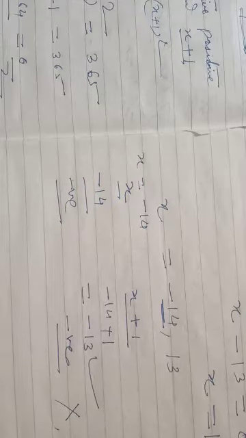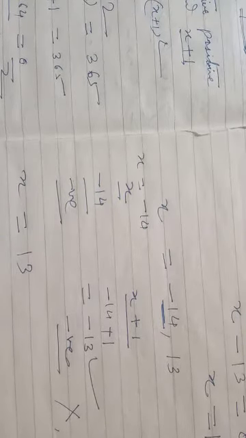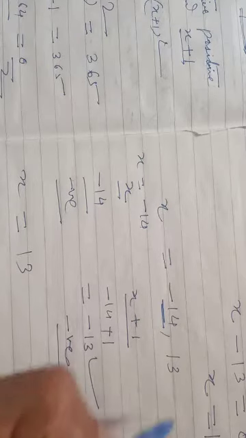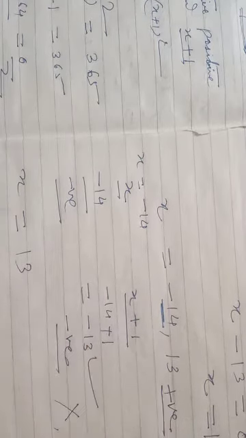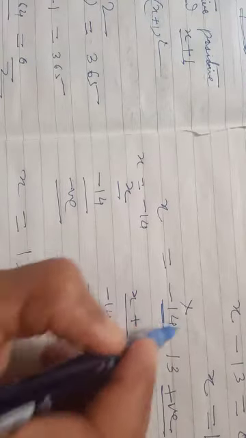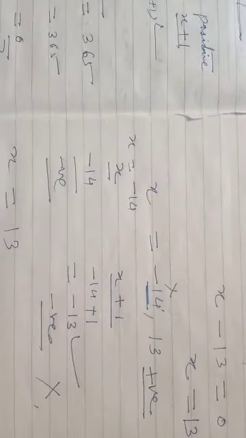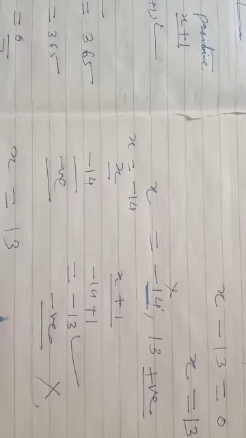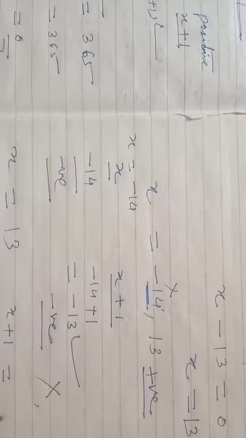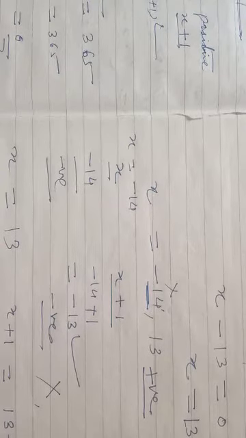No, x is minus 14 is wrong, but we should take x is equal to 13, because that is the positive value, and that is the negative value. According to the question, find two consecutive positive integers. We should take the value of x only positive, and the positive value here is 13. So x is equal to 13 and x plus 1 is equal to 13 plus 1, it means 14.